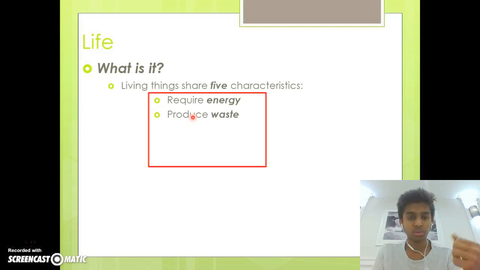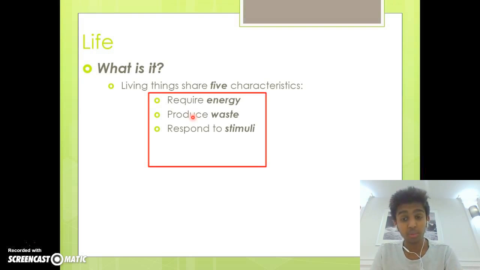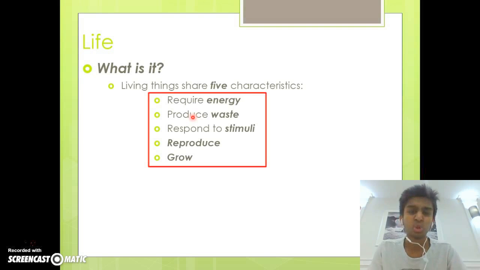All living things produce waste. All living things respond to different stimuli in their environment. If you can guess the next one, it'll be all living things interact. Oh no, they reproduce. All living things reproduce and they grow. So to summarize that, all living things require energy. Why? Because energy allows them to perform their biological processes and functions.